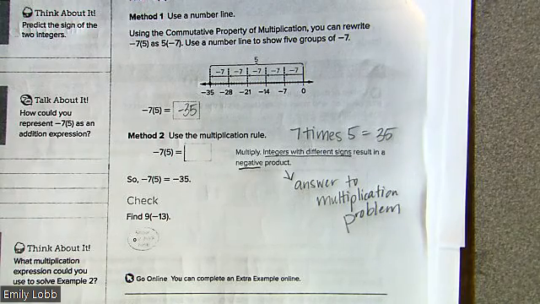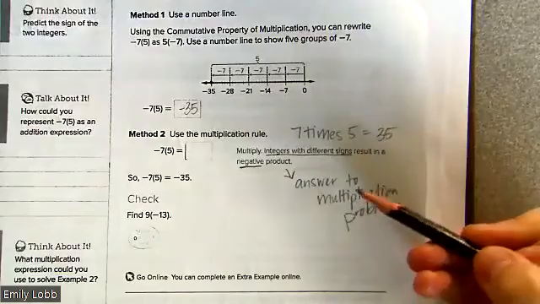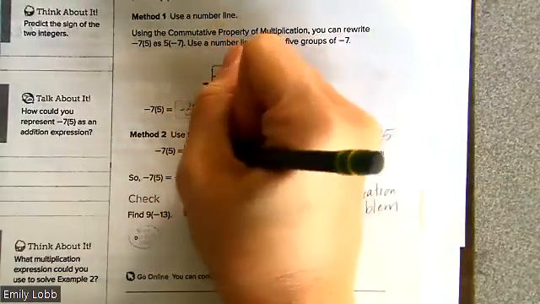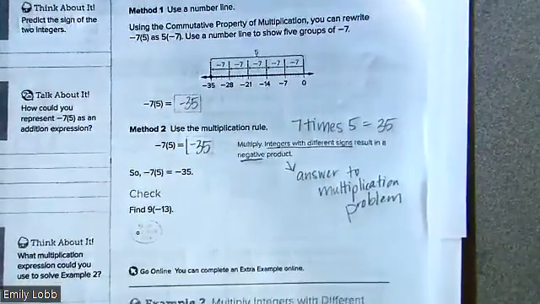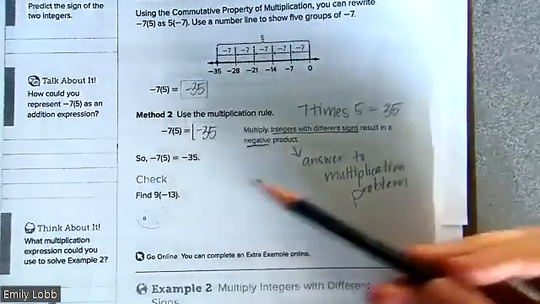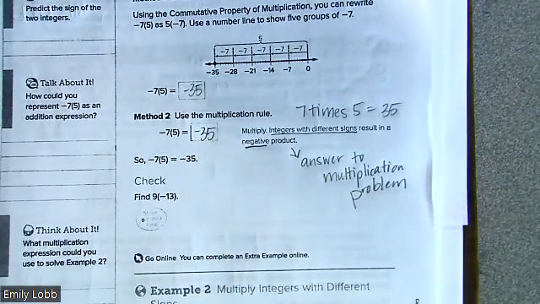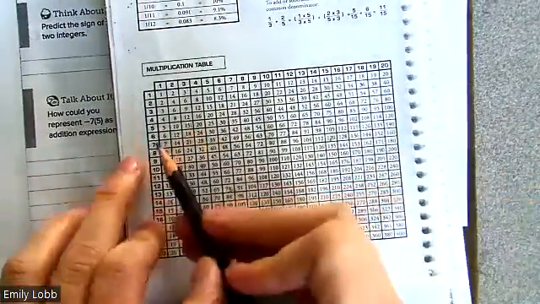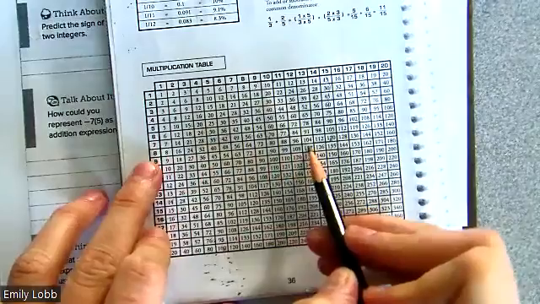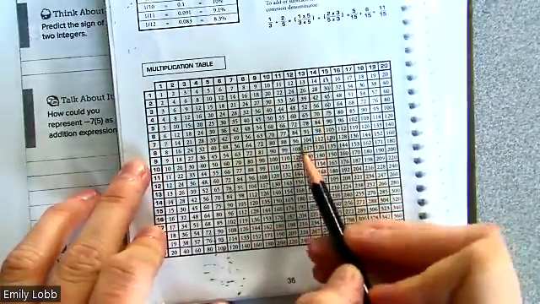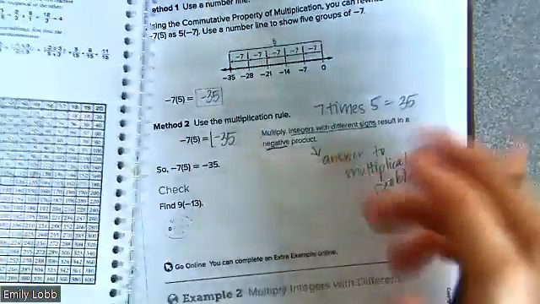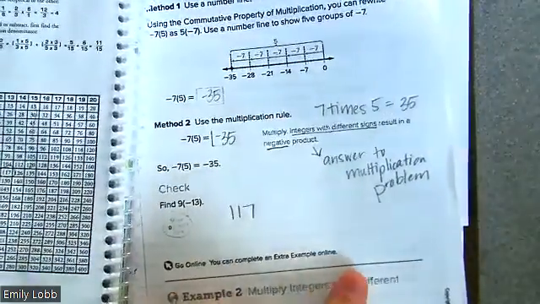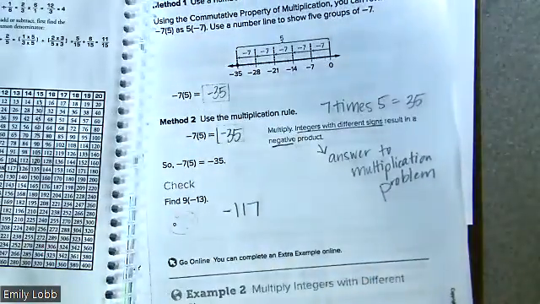So 7 times 5 is 35, and since my signs are different, my answer is negative. So again, still -35. Now, with that being said, we just need to know what 9 times 13 is to be able to do this one. Well, I can use my planner. If I use my planner, I would go from the 9 till I get to the 13. There it is. What is 117? Is my answer positive or negative? Negative, because my signs are different.